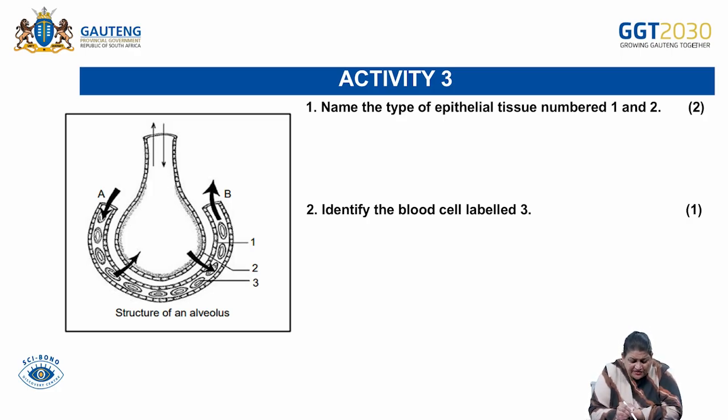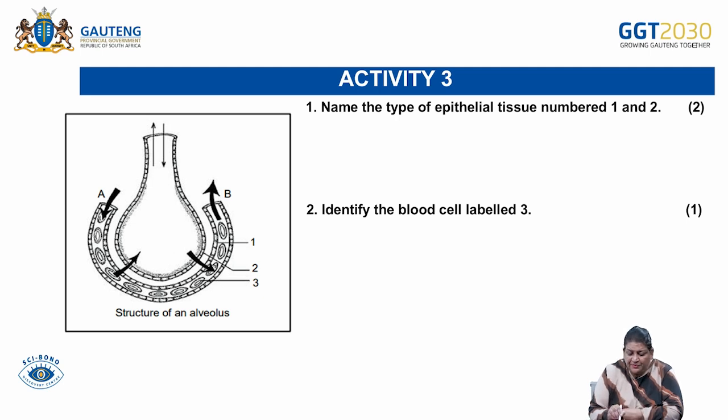The blood that leaves the lung, because oxygen is going to move from the lungs to the blood that leaves the lung to go to the heart, is going to be called oxygenated blood. So at B, that's oxygenated blood, and at A, that's going to be deoxygenated blood.